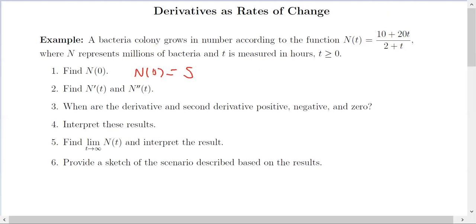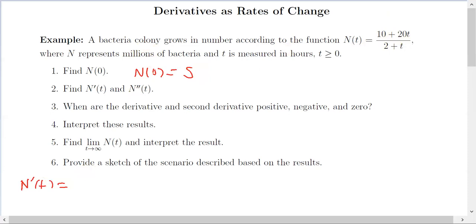So it starts out with 5 million bacteria, and then this formula tells me the subsequent population, or subsequent number of bacteria in that colony, as time goes forward. So we got some questions we want to ask, and we'll interpret some things. First one is n prime. That is going to require me to do a quotient rule.